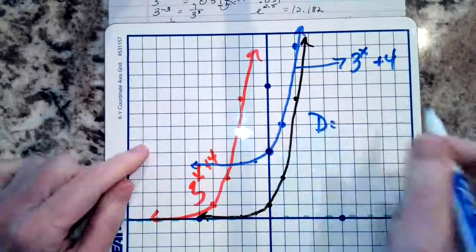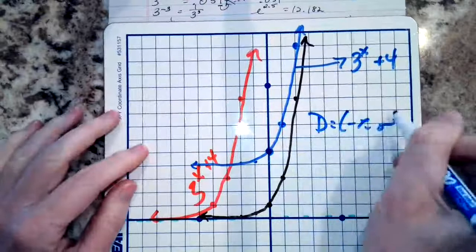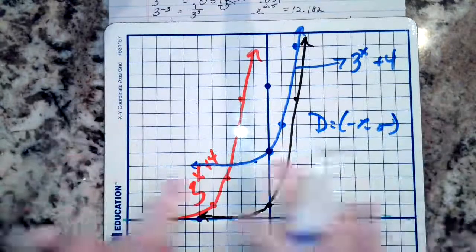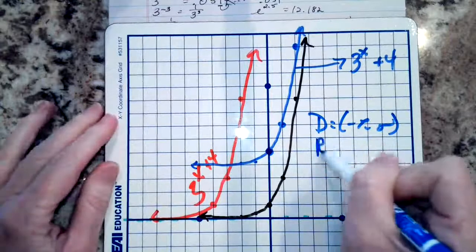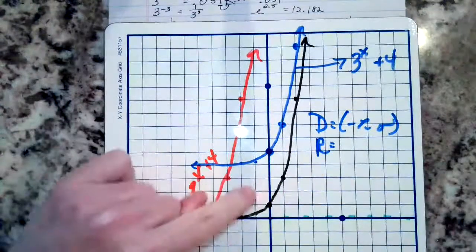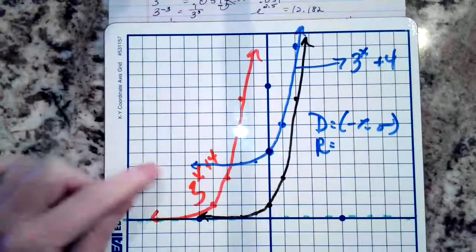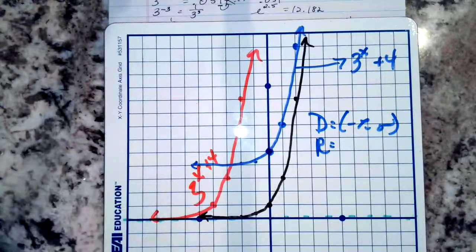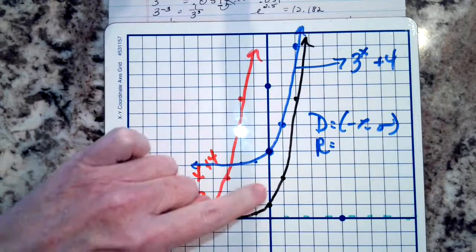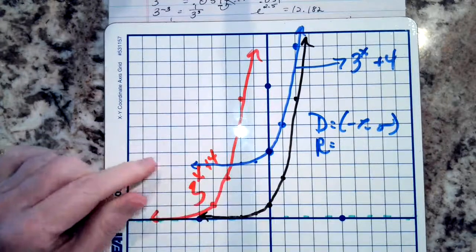Domain on him, same old, negative infinity to positive infinity. It's going that way, it's going that way. It's still using up all of the x-axis. Range will be a little bit different because he doesn't get down in this area like the black and the red one do. The blue one, the range starts, nope, blue is not using up the y-axis. It doesn't use it up till right there.